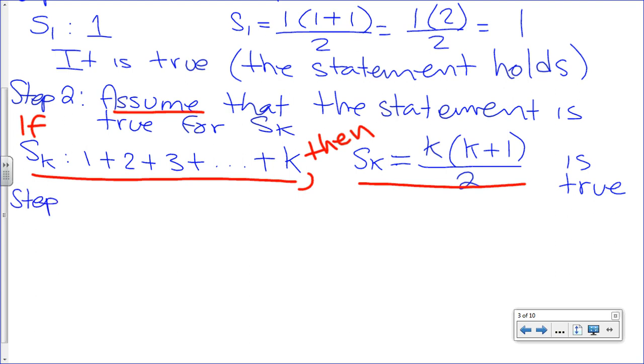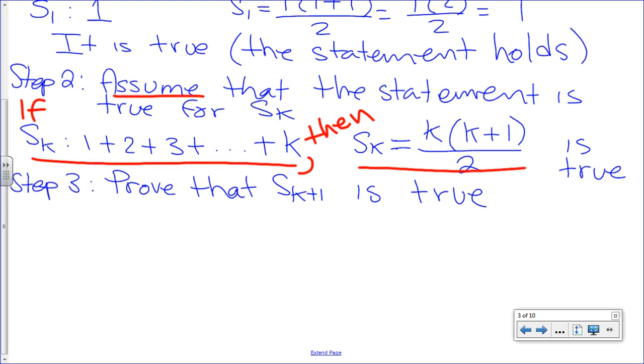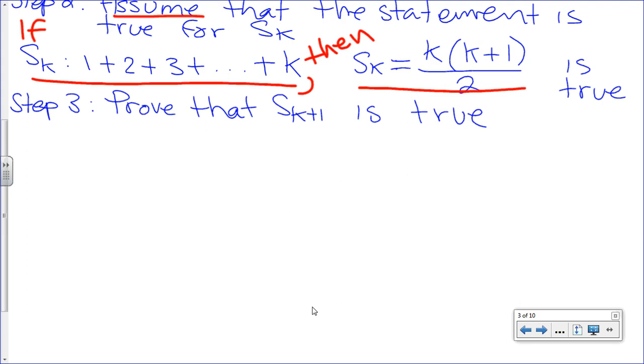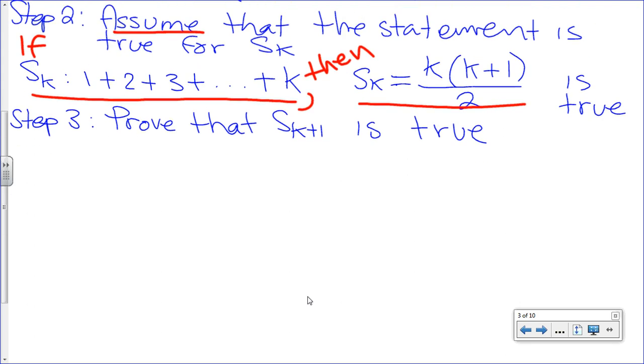Remember, the book is only mentioning 2 steps. I like 3. Step 3 is to prove that S sub k plus 1 is true. Okay. So here we're going to rely on step 2 to prove this, okay? So we have that S sub k plus 1. I'm going to write it in this form. So it will be 1 plus 2 plus 3 plus ... plus k. And what will be the next term?